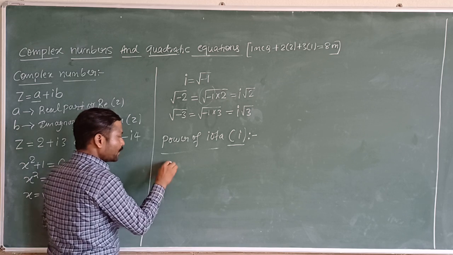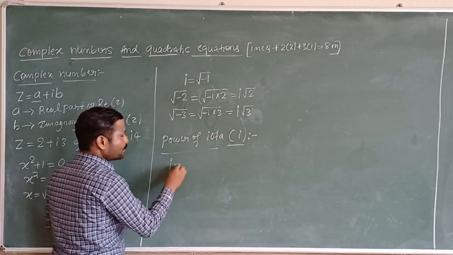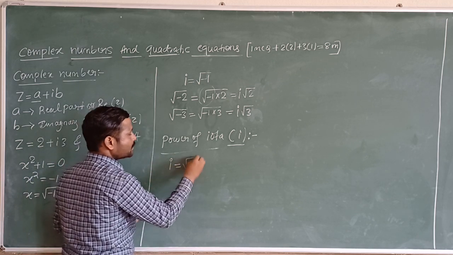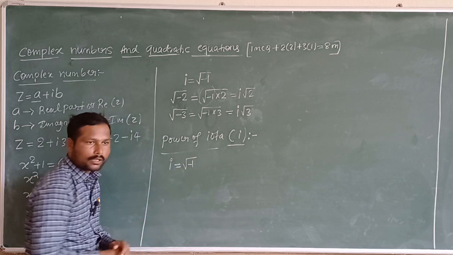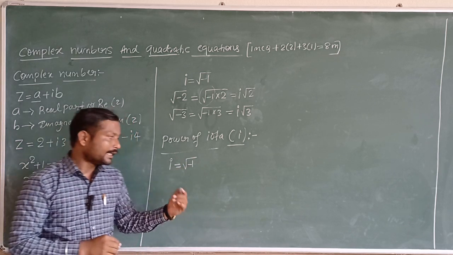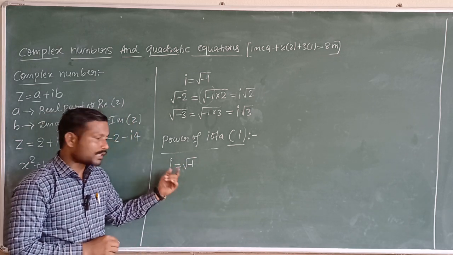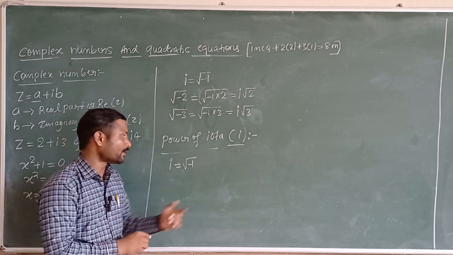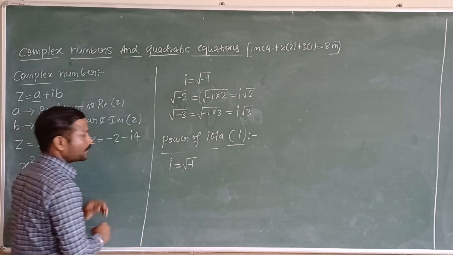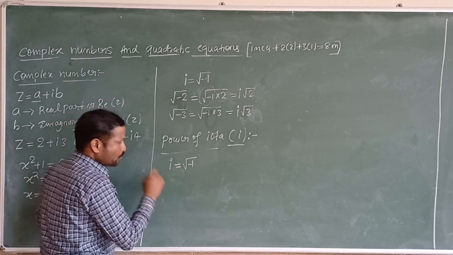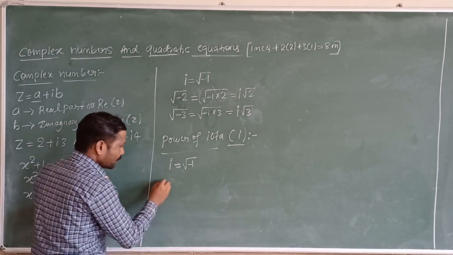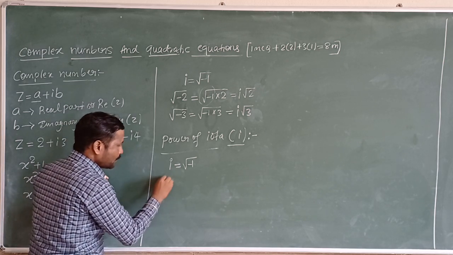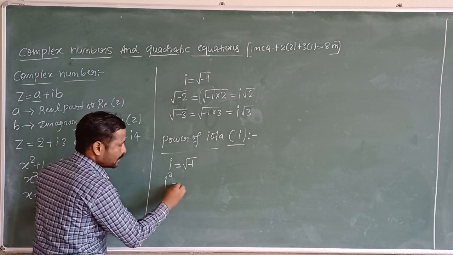We know that I value is what? Square root of what? -1. Here I am trying to find out: what is iota? Iota square, iota cube, iota power 4, I will find out these values. That is power of what? Iota. I is equals to square root of what? -1 now. Then what is the I square value? I square is nothing but what here?